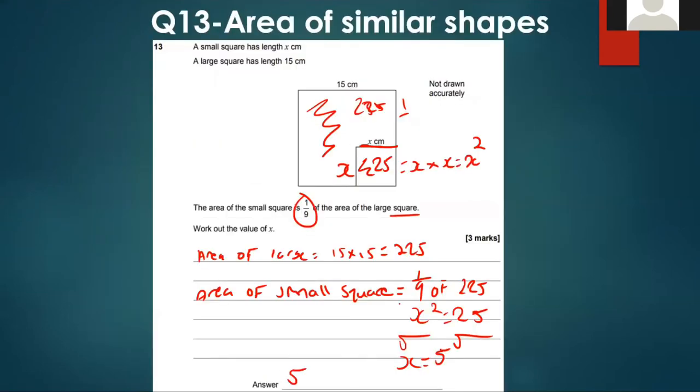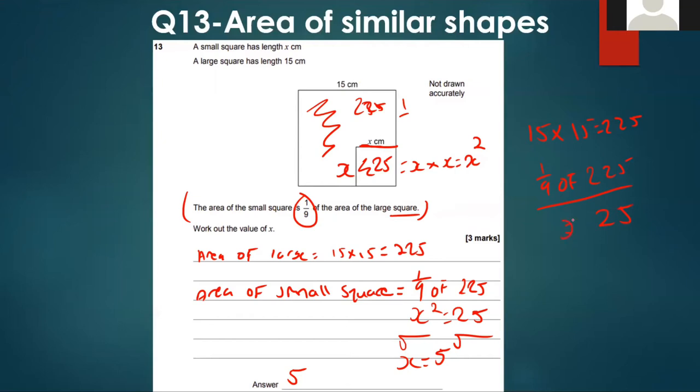Because what we've actually worked out there is 1/9 of the total area. It says the large area is 15 times 15, so you work out that area. 15 times 15, which is 225. It then says that the area of the small square is 1/9. So you do 1/9 of the area of the big one, which is 225. So 1/9 of 225 gives you 25.